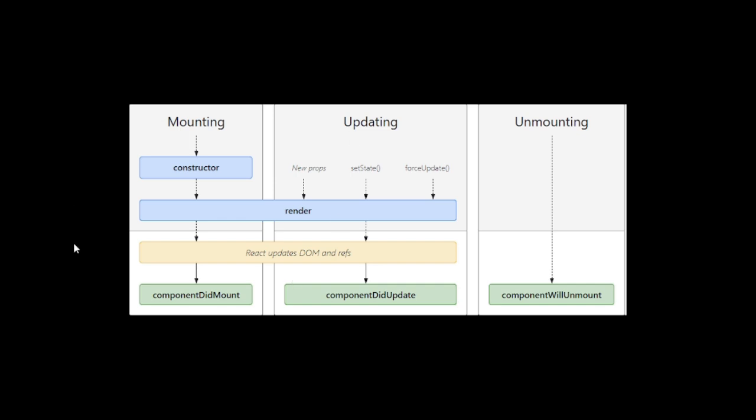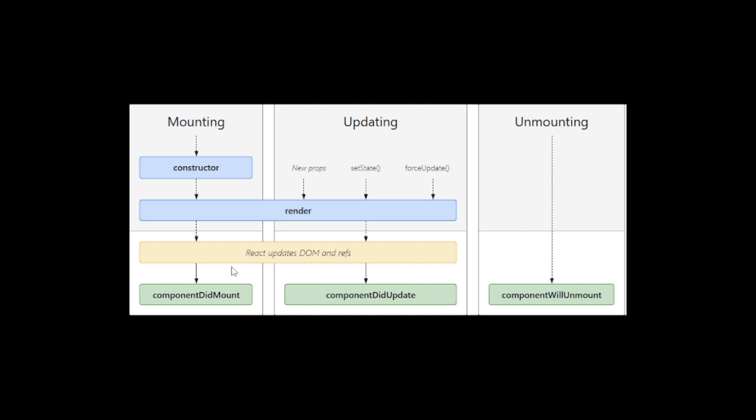So on the screen you can see this lifecycle methods chart in which we have three stages: the mounting stage, updating stage, and unmounting stage. Now let's start with the mounting stage. What is this mounting stage? In this stage, the component renders for the first time. That means it loads for the first time. In this mounting stage, we have three lifecycle methods. The first is the constructor, next we have render, and the last we have componentDidMount.